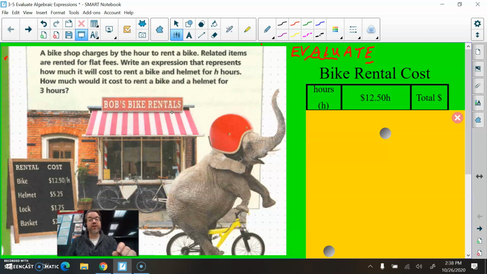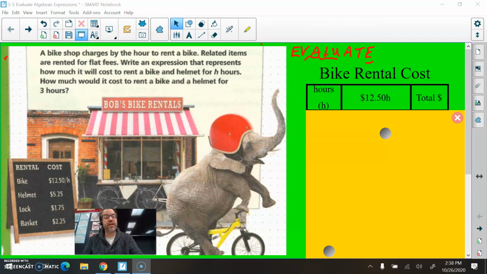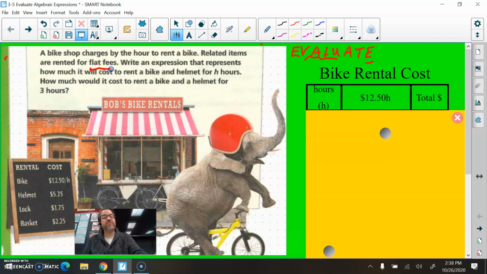And you can see over here, I have to move myself out of the way just a little bit so you can see the full sign. There we go. You can see the different rates for different things. It says a bike is $12.50 per hour. But then all these other items, a helmet is $5.25, a lock $1.75, a basket $2.25. These 3 items don't say they're charging per hour. They just have a flat fee.